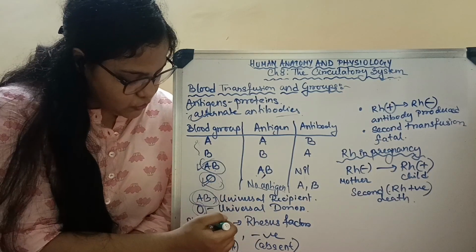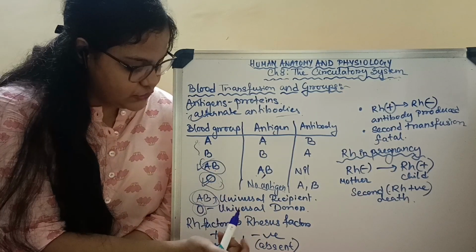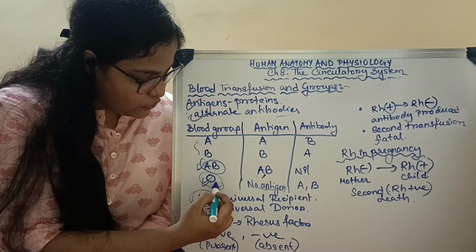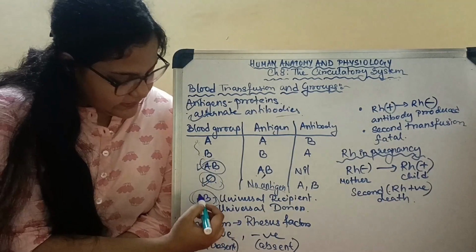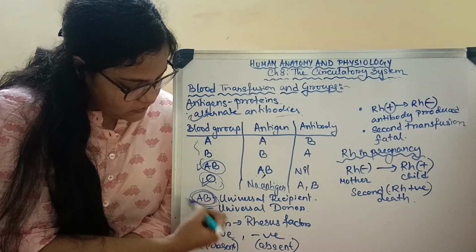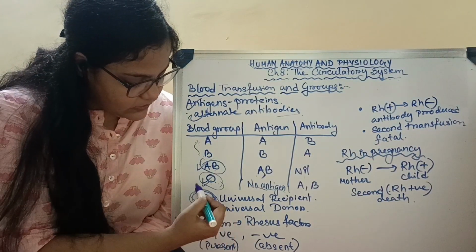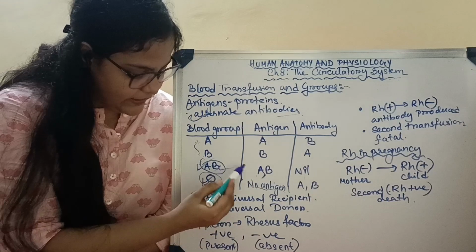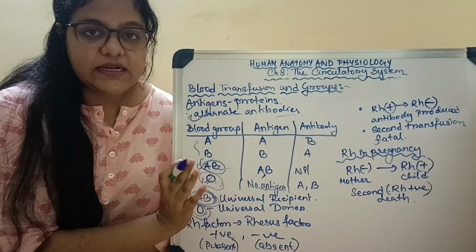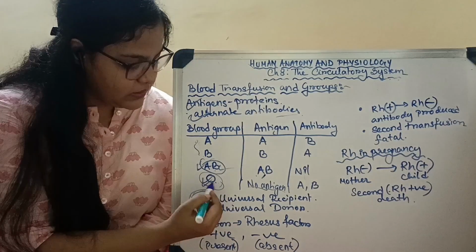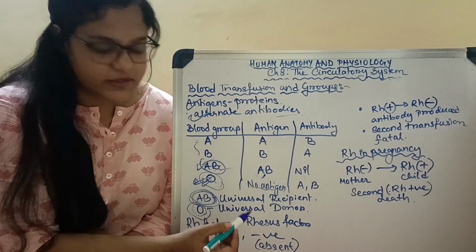Because it can donate to all the other blood groups, that is blood group O, blood group AB, blood group B and blood group A. But blood group AB can only give blood to AB, whereas blood group O can only take blood from blood group O itself, right?